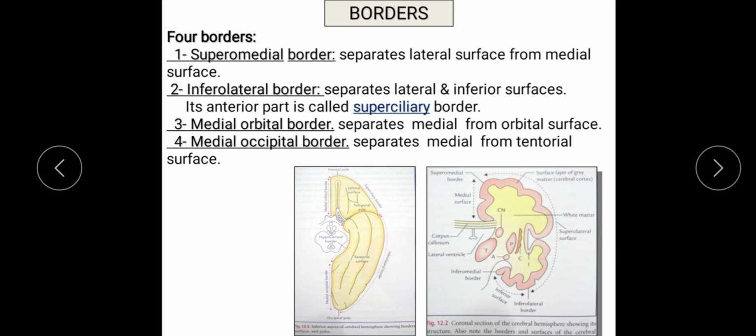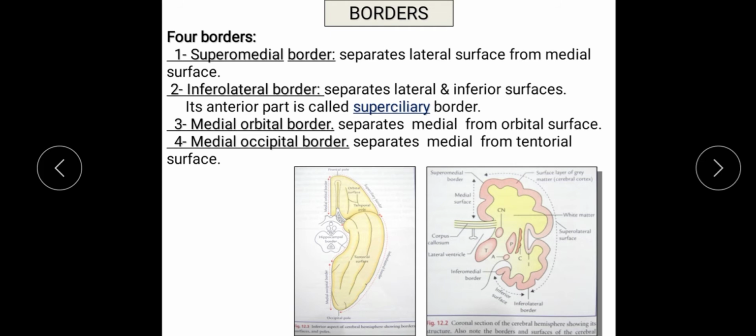Then the borders. There are four borders. First is the superomedial border. In the upper part there is a superomedial border which separates this lateral surface from the medial surface. This is the coronal section. Diagram taken from the Vishram Singh Clinical Neuroanatomy, that is a nice book.